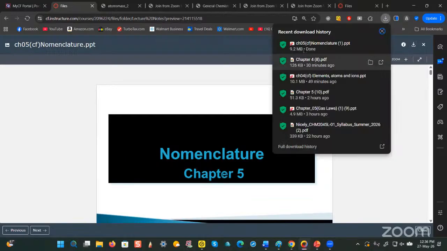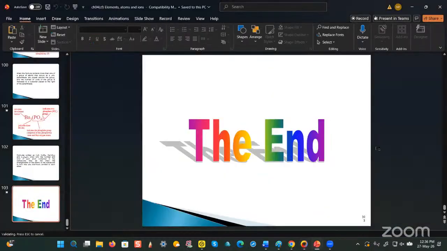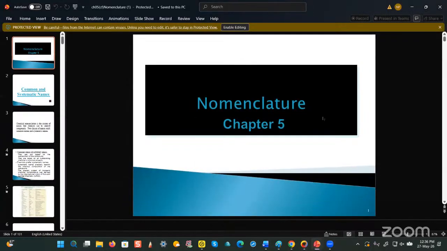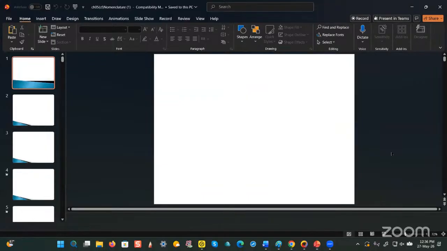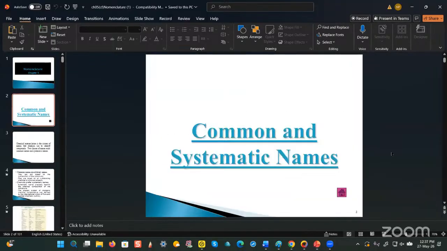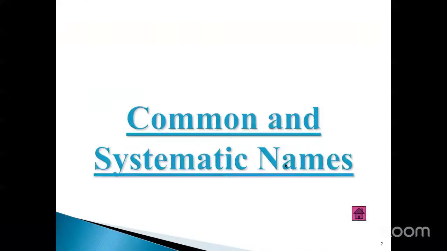So nomenclature, that's what this chapter is all about. How do we name compounds? The rules for naming compounds, all right? And as you're going to see, the type of rules is dependent on the type of compounds that you're trying to name. So basically, there are two types of names when it comes to compounds. You have what are known as common names, and then you have the systematic names.